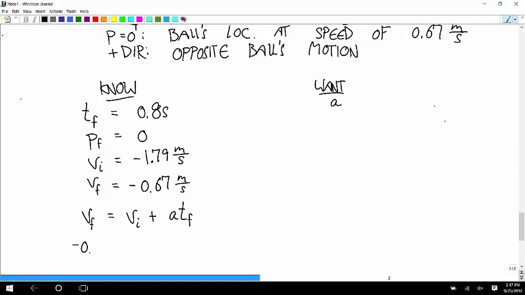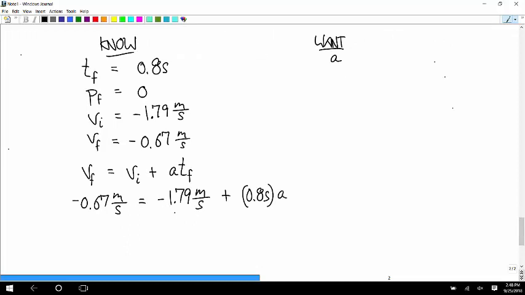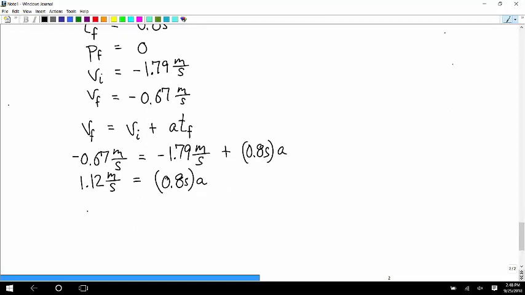And if you put it together, it says negative 0.67 meters per second is equal to negative 1.79 meters per second plus 0.8 seconds times A. Add 1.79 meters per second to both sides, and you get positive 1.12 meters per second is equal to 0.8 seconds times A. And so 1.12 meters per second divided by 0.8 seconds is equal to A. And so A is equal to positive 1.4 meters per second squared.